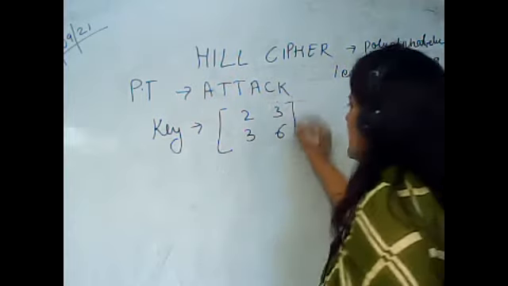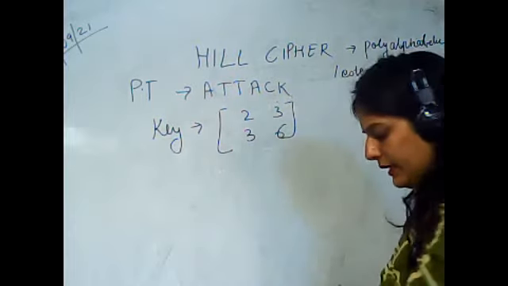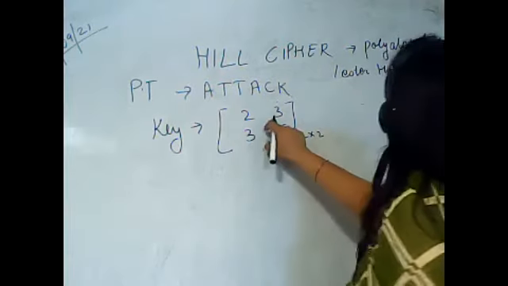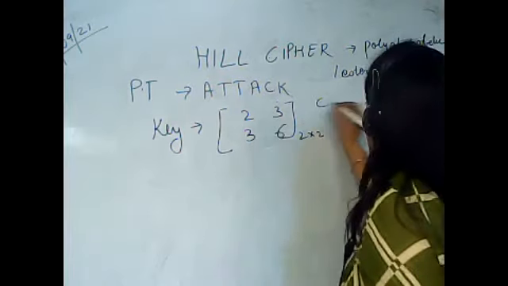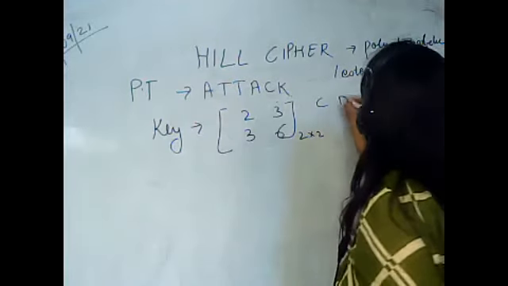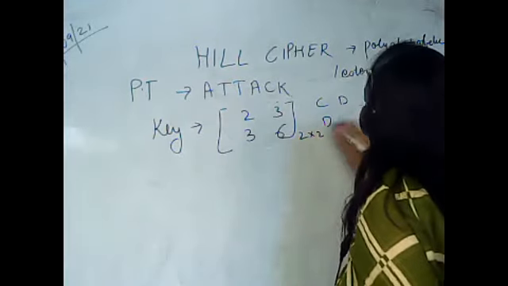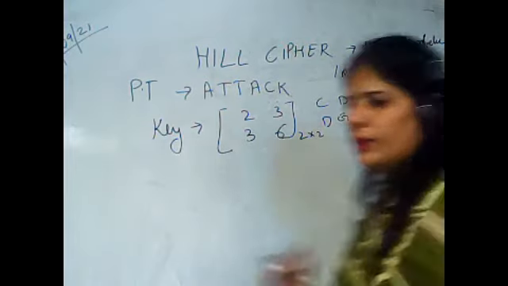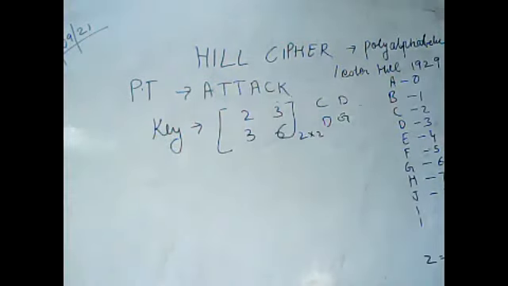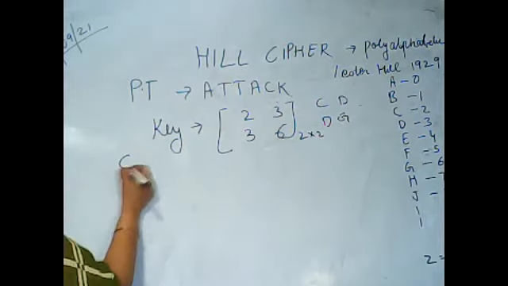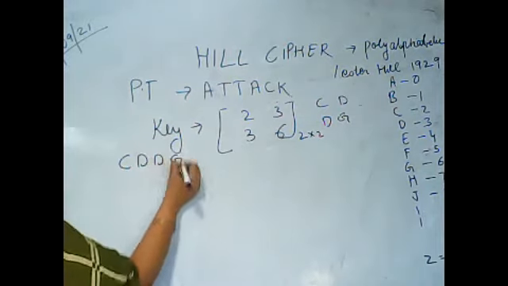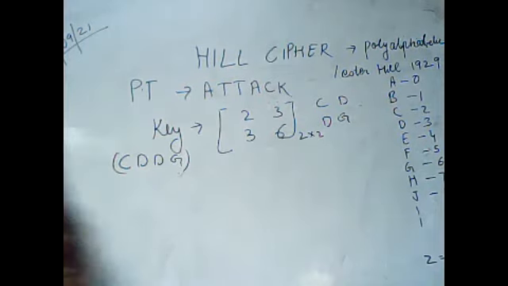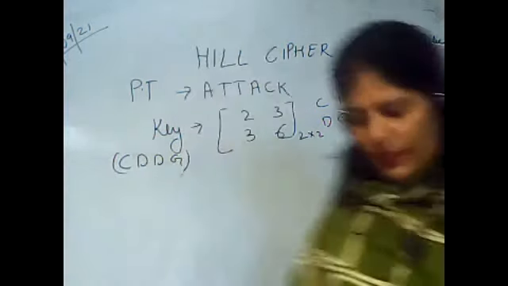Okay, so let's suppose I am taking my key in the form of a 2 by 2 matrix. According to this, what values are we having? For 2 we have C, for 3 we have D, and for 6 we have G. So C, D, D, G. That will be your key. But I have converted this particular key from alphabets into the numeric part here.